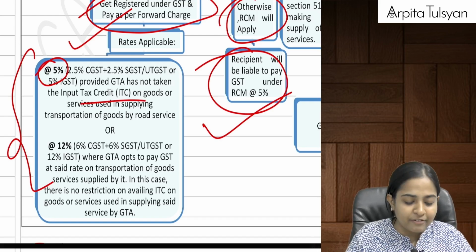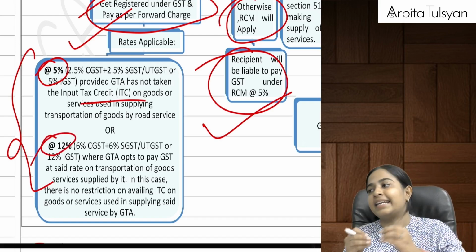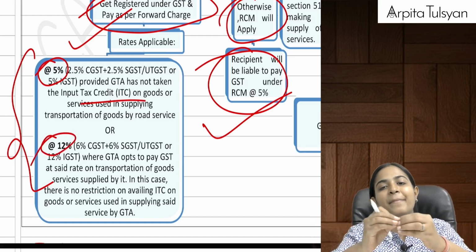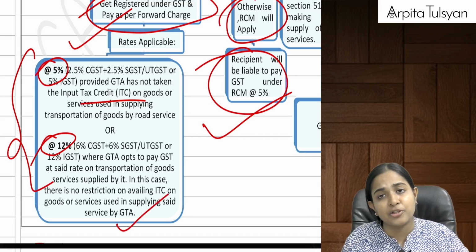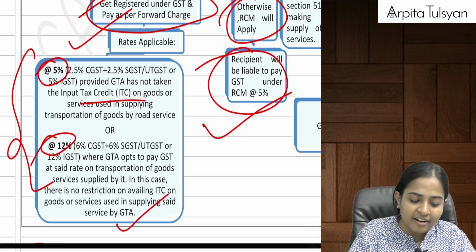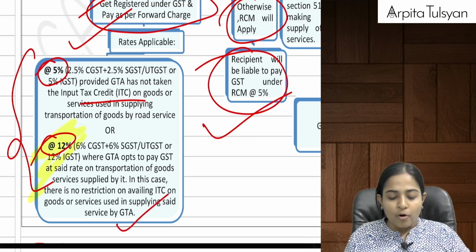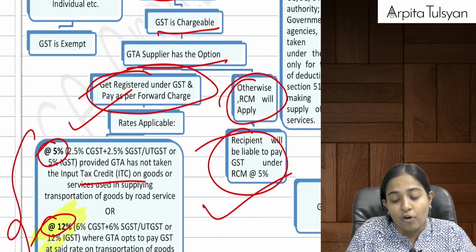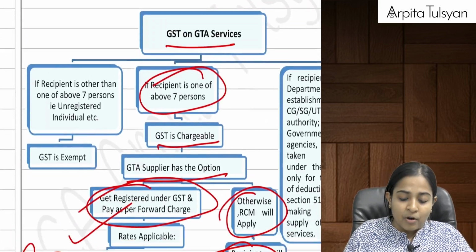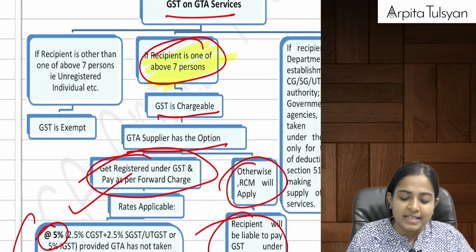Or normally, if he wants to do everything normally, then in that case he will collect tax at the rate of 12%, pay it to the government, and normally he will be eligible for ITC. Generally they go for this option if they want to get themselves registered. This was if the recipient of the service is any of the 7 persons.